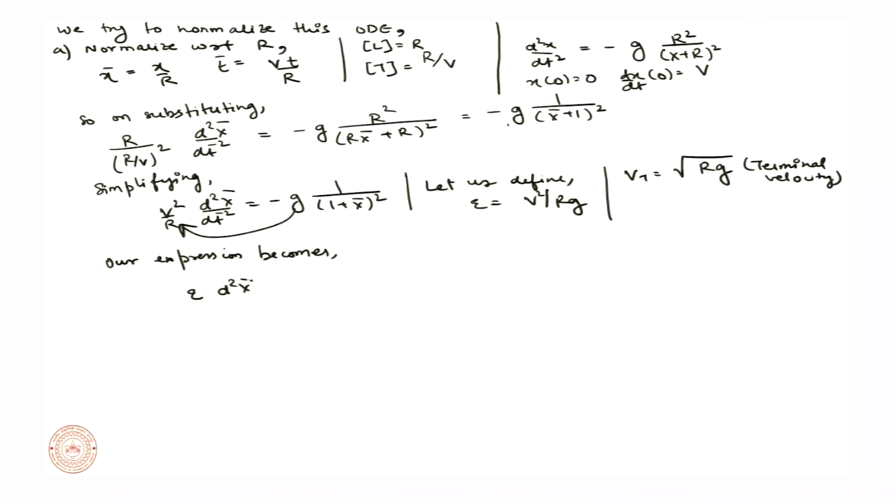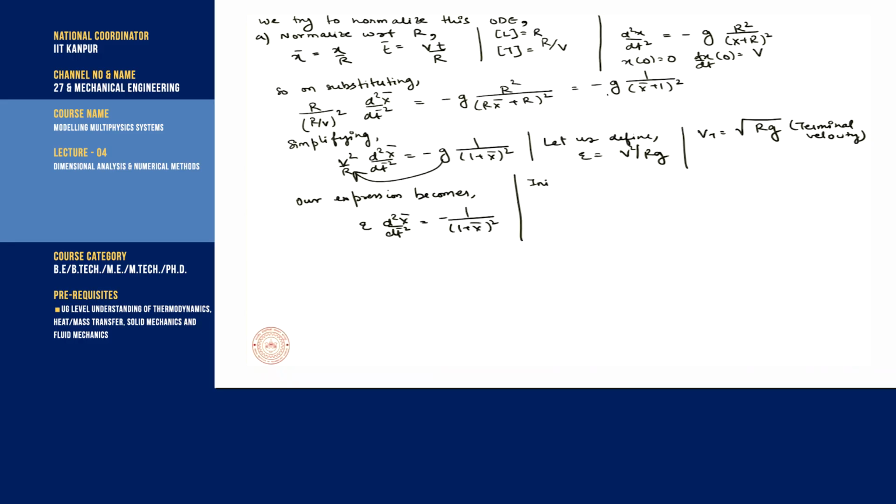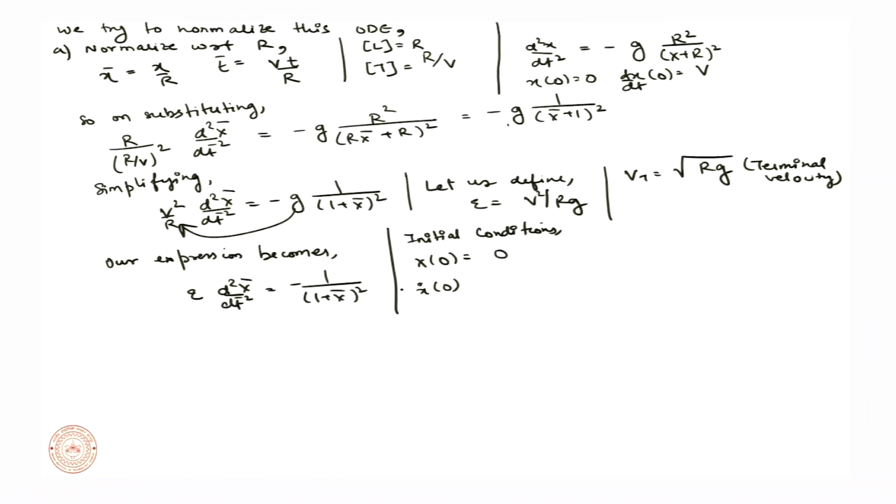Okay. So, our expression becomes epsilon d square x bar by dt bar square equals to minus 1 over 1 plus x bar whole square. Now, initial conditions become x of 0 is equal to 0 and x dot of 0. So, we can say x dot is r over r by v, which is equal to v, which implies x bar dot of 0 is equal to 1. So, this is our initial conditions.